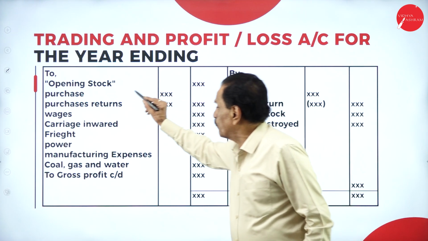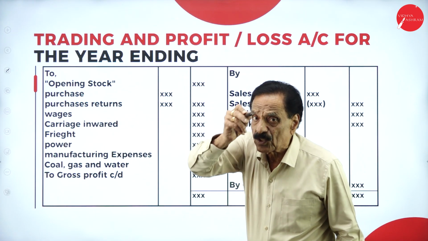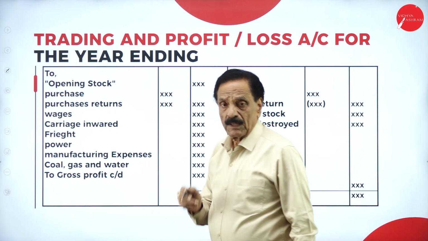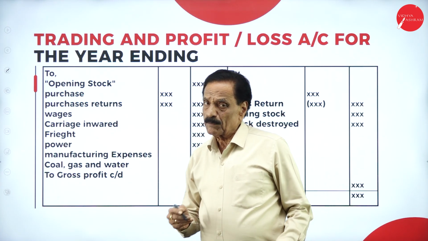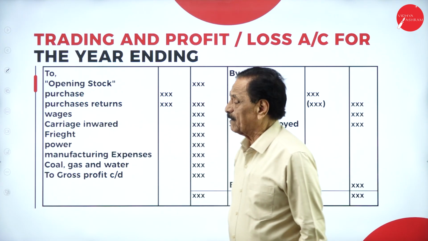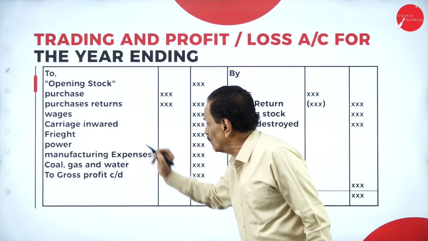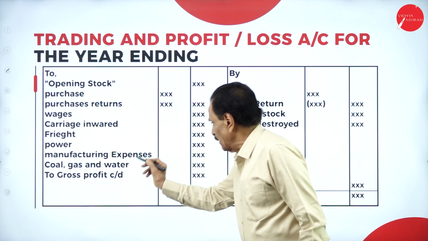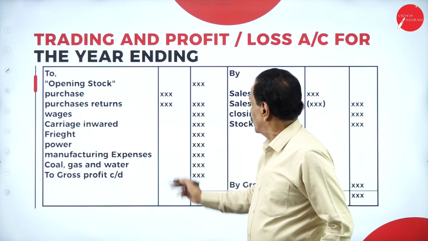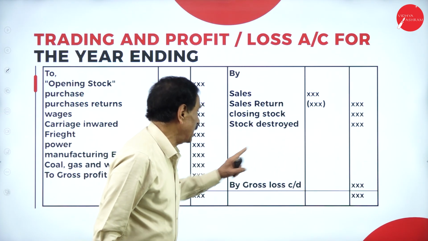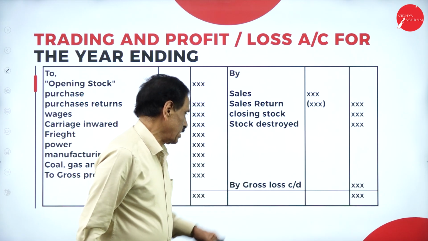It starts with the opening stock. This is the closing stock of the last year, which becomes the opening stock for this year. Then we made a purchase for this year. If the goods are not up to the mark, they will be returned. That's called purchases return. Then we have wages, carriage inward, freight, power, manufacturing expenses, then coal, gas and water. Salaries or sales return. Closing stock destroyed.